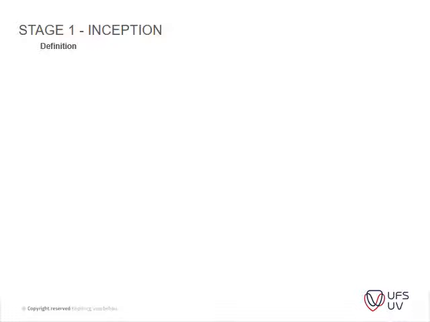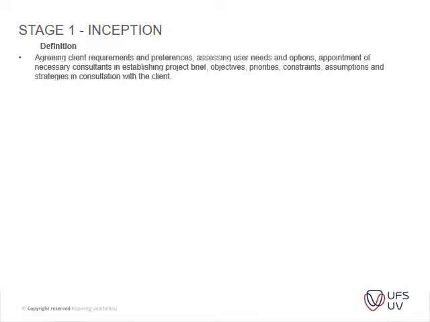Okay, so we're going to look at these items. I'm not going to go in too much depth, but basically I'm going to look at the outcomes of each one and give you some examples. So agreeing with the client on preferences, assessing user needs and options, appointment of the necessary consultants, and establishing project brief, objectives, priorities, constraints, assumptions, and strategies in consulting with the client. So the basic thing is to get a scope, and that is very difficult sometimes with your client, because much of the time they don't really know themselves what they're looking for.